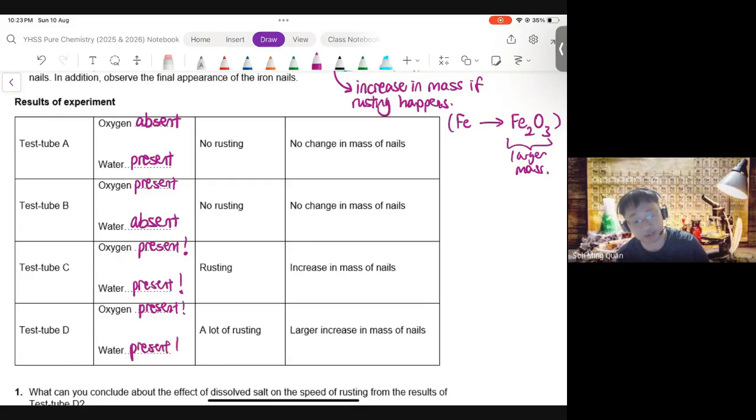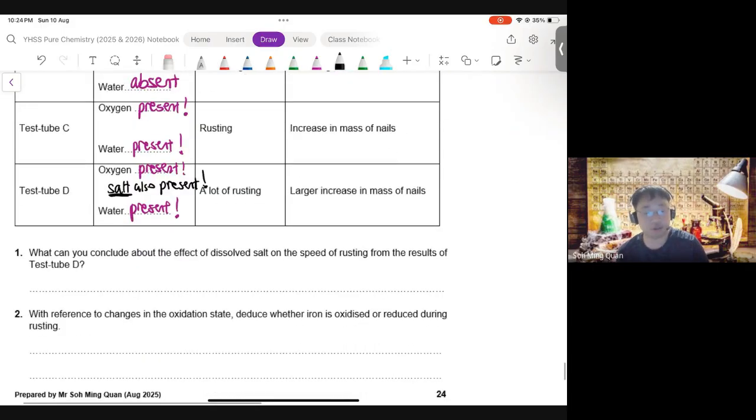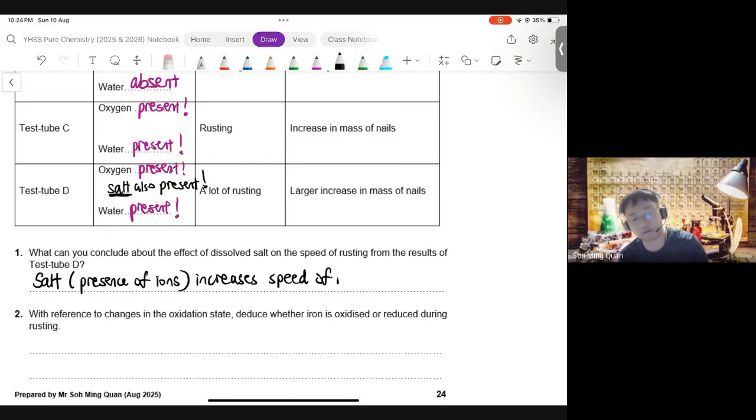But beyond that, salt is also present because you have sodium chloride in D. Salt is also present. Hence, there's a lot of rusting. So, what is the effect of salt on the speed of rusting? Salt, or really the presence of ions, increases the speed of rusting.